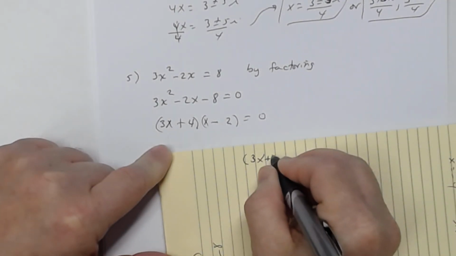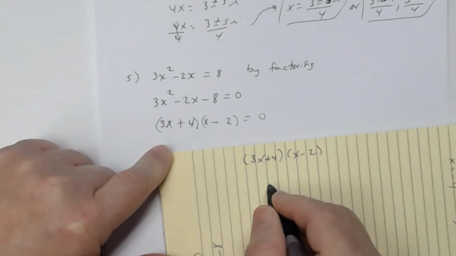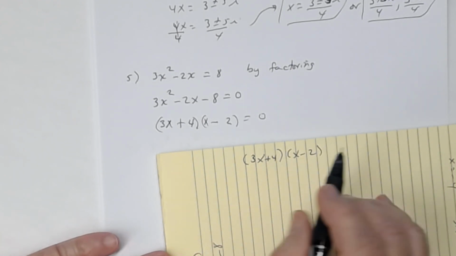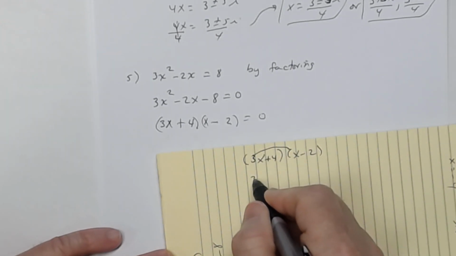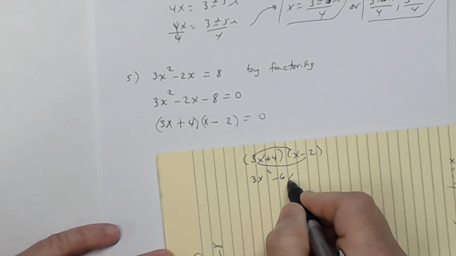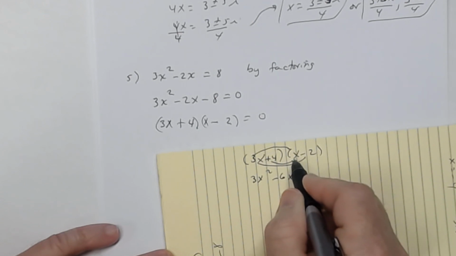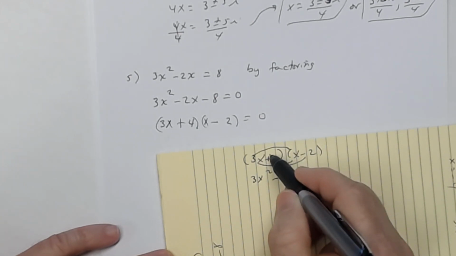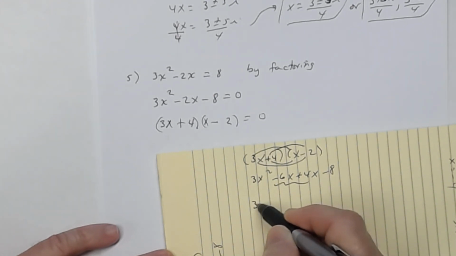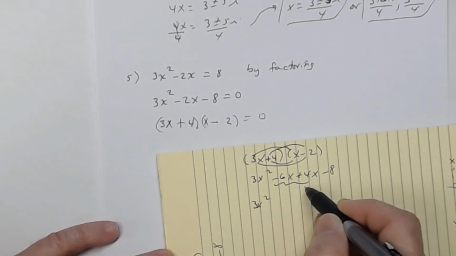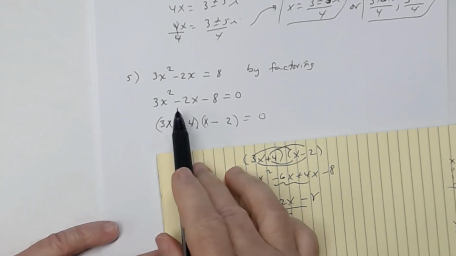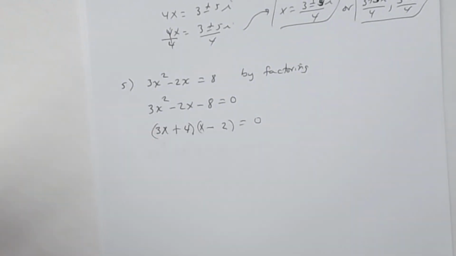So we have 3x plus 4 times x minus 2. So let's follow this to make sure I get 3x squared minus 2x minus 8. So 3x times x is 3x squared. The outer, 3x times negative 2, is a negative 6x. The inner, 4 times x is a positive 4x. And the last, 4 times negative 2 is a negative 8. Combining like terms, I get 3x squared, a negative 6x plus 4x is a negative 2x, and then minus 8. And notice this is what we wanted. Okay, so I factored correctly.